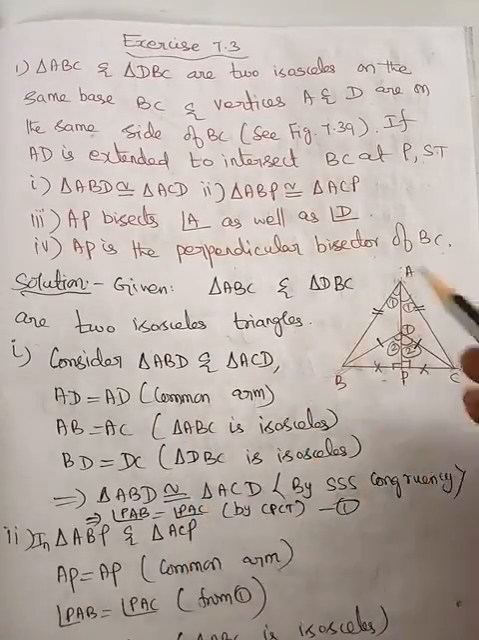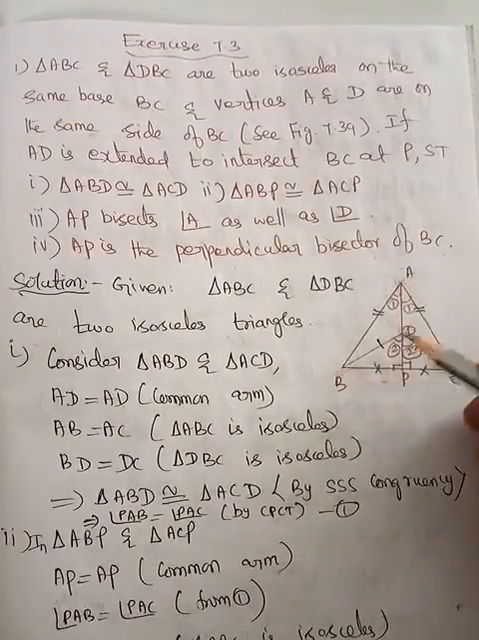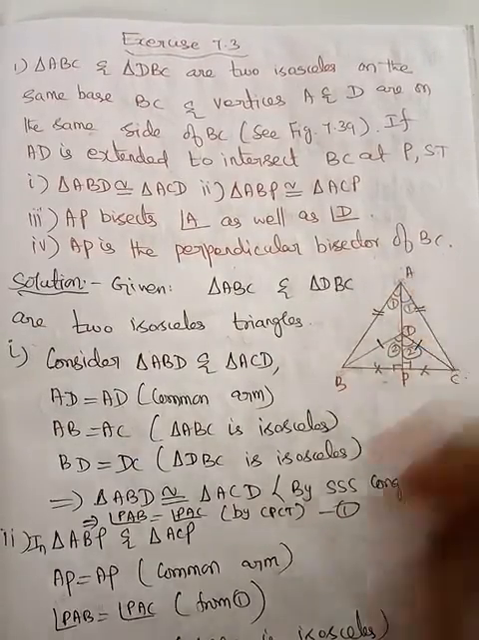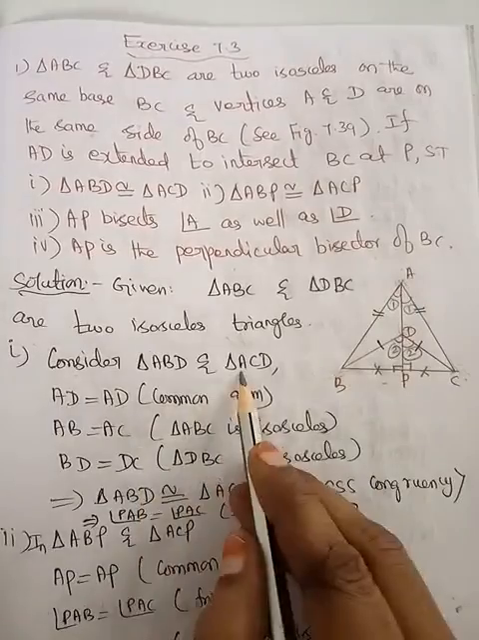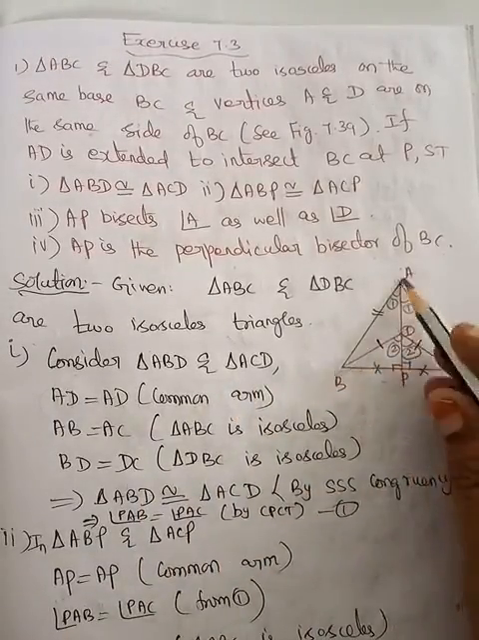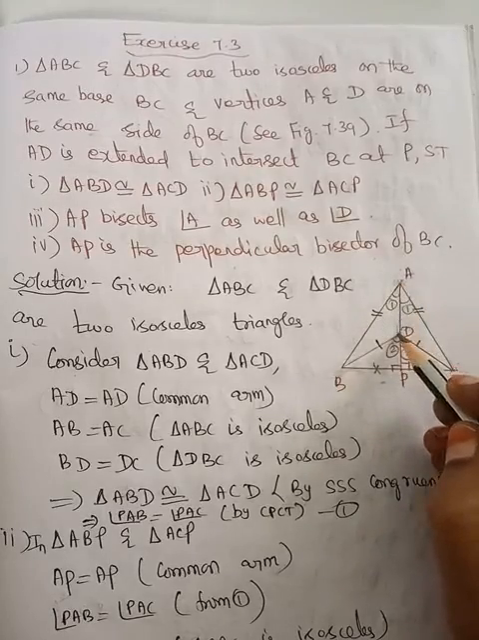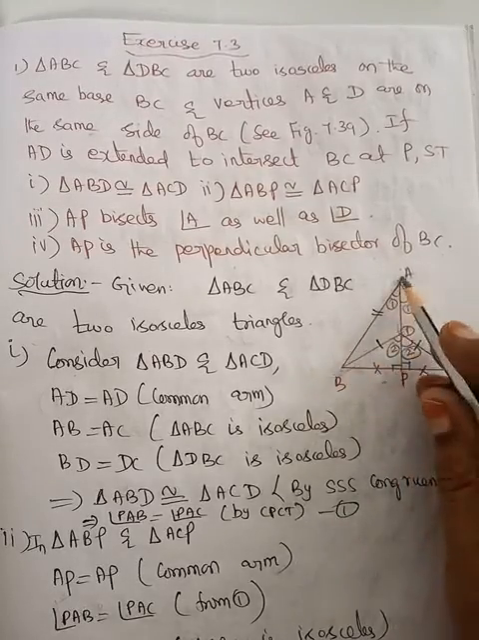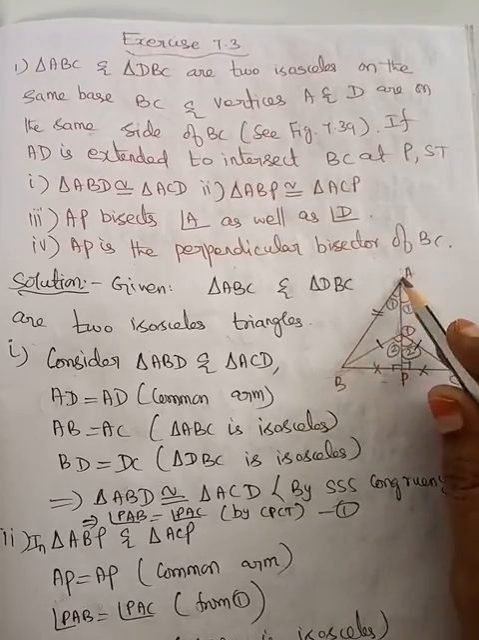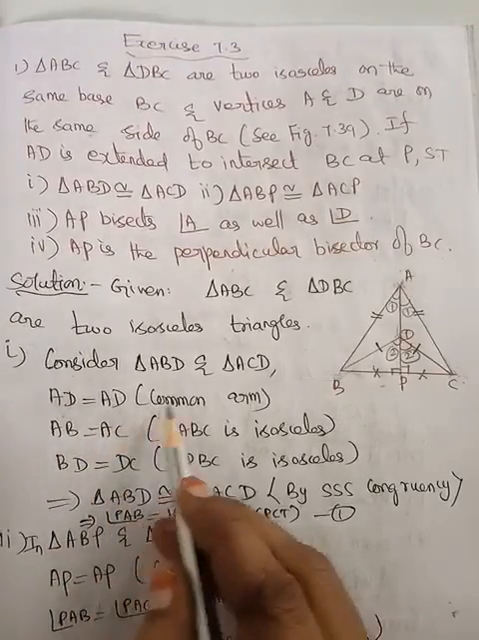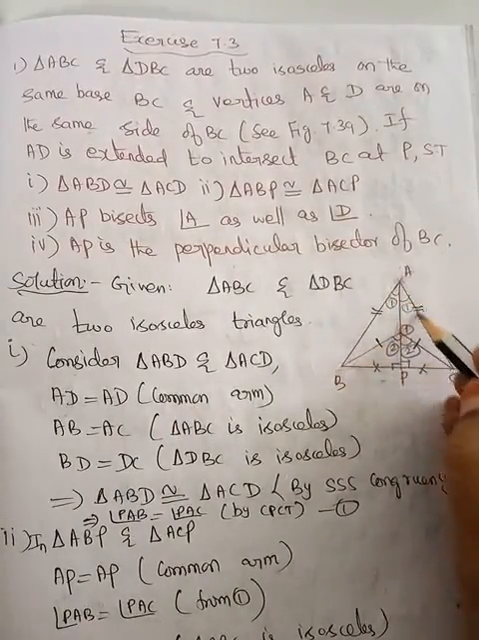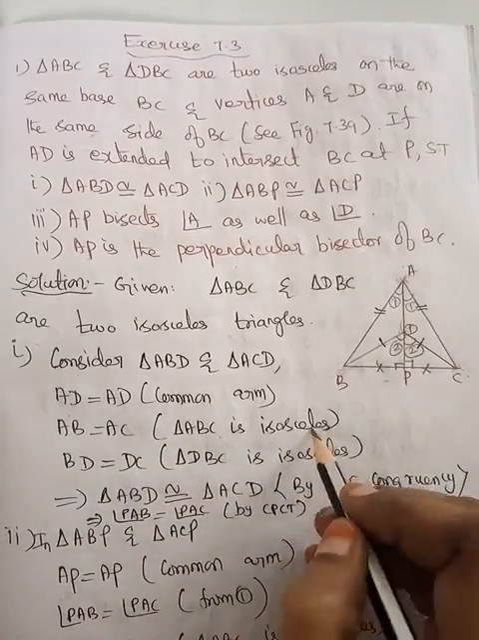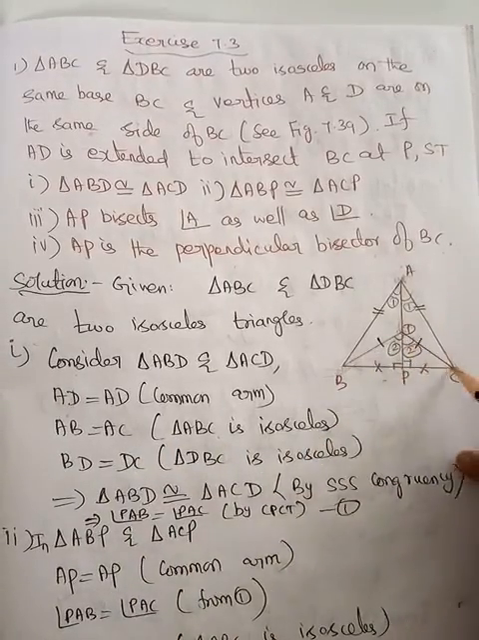Okay. Now I am considering first subdivision, triangle ABD and triangle ACD. Consider triangle ABD and triangle ACD. Okay. Here, in these two triangles, AD is common for both. Parunga ABD liyum AD irukku, ACD liyum AD irukku. AD equal to AD, that is called common arm or common side. Adutha the AB ingra side, AC ingra side equal thana because of isosceles.